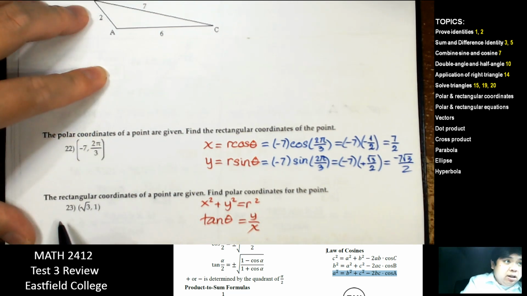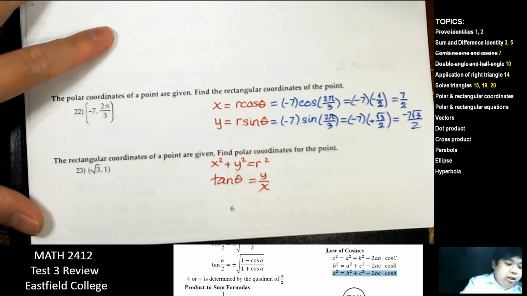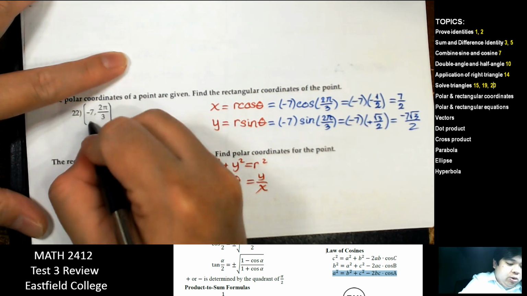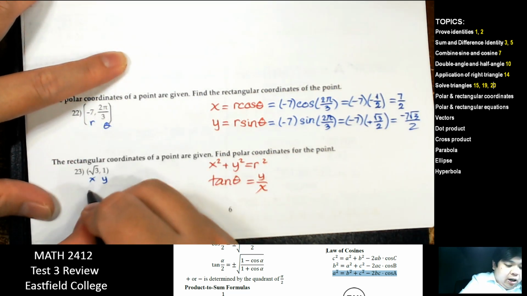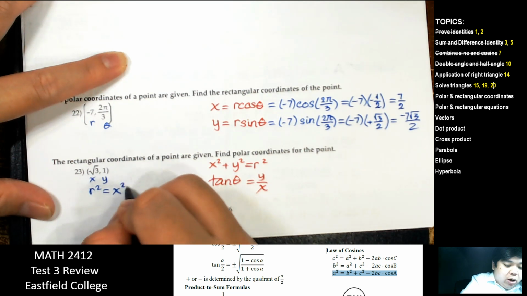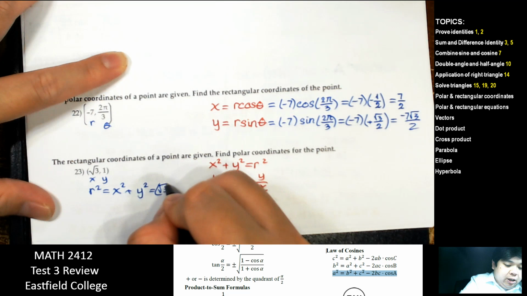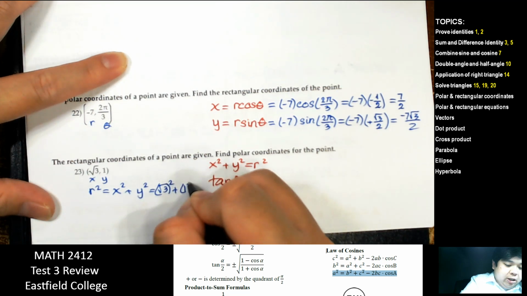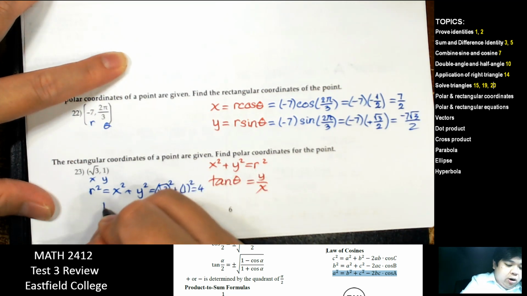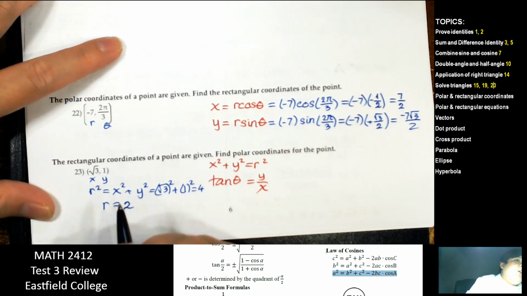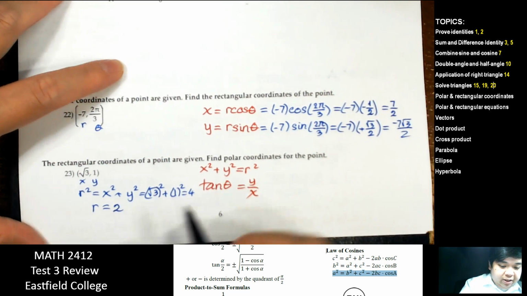Next, 23. This is x, this is y, originally r, theta. R squared equal x squared plus y squared, square root 3 squared plus 1 squared is 4. So r is equal to 2. Usually we just keep r positive.